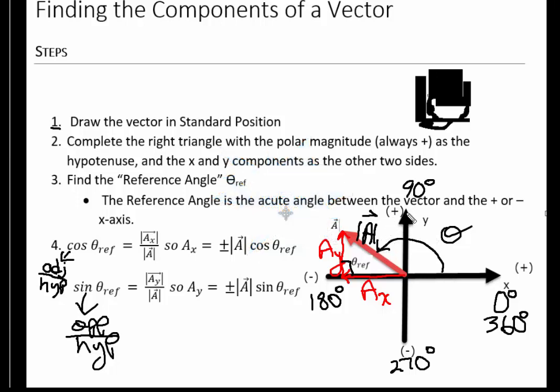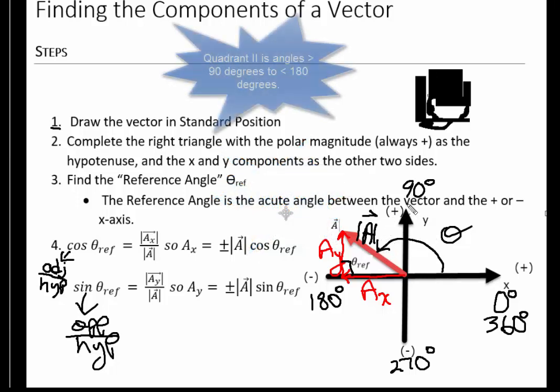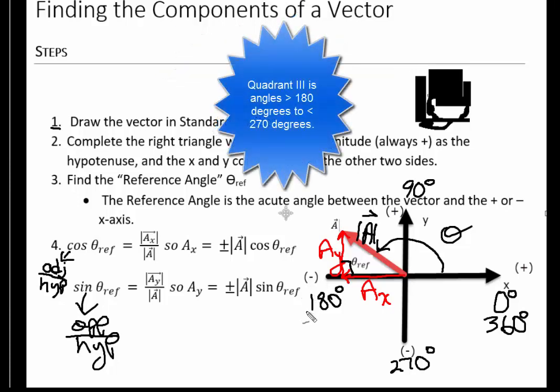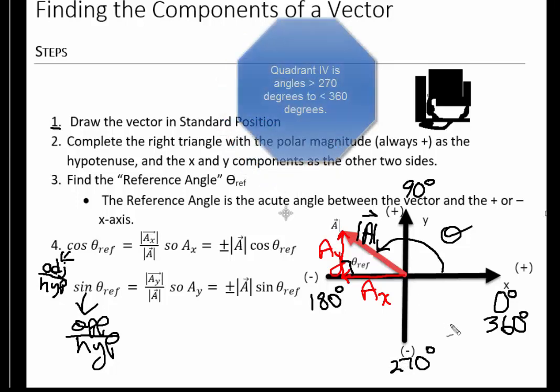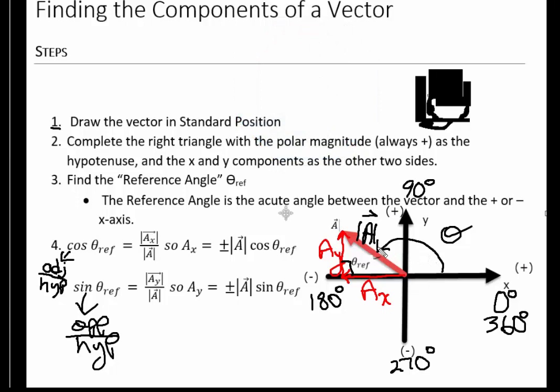The second quadrant begins with the positive y-axis, which is 90 degrees, and then goes to the negative x-axis, which is 180 degrees. The third quadrant begins with the negative x-axis and goes to the negative y-axis, which is 270 degrees. And then all the way back around is 360 degrees, back to the positive x-axis. In this case, we see that vector A is in the second quadrant.